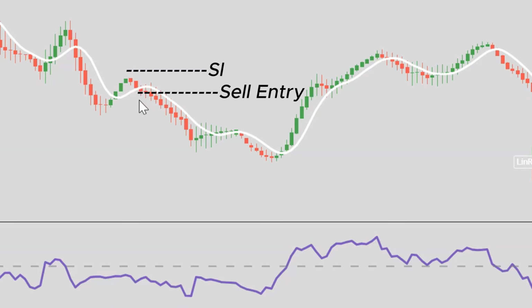For safety, we place the stop loss just above the most recent swing high. And again, for the take profit, we set it about twice the distance of the stop loss. So the potential reward is larger than the risk. Now we watch as the price moves downward and reaches our target. That's a clean, successful short trade.